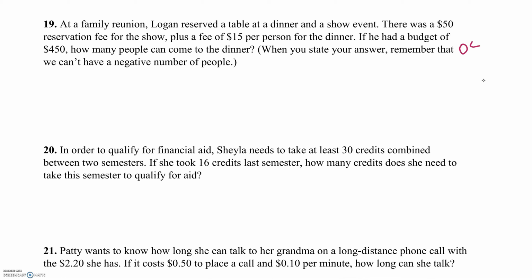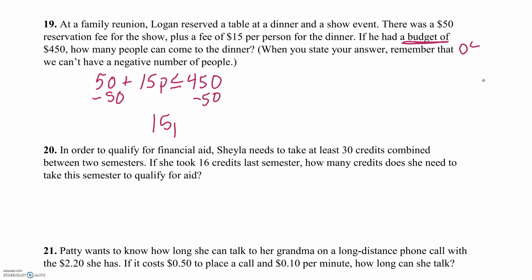So we have a $50 reservation fee that Logan has to pay, even if nobody shows up. $50 flat out, that's the fee. Plus a fee of $15 per person, so again, we'll use P per person like in the last problem, for the dinner. If he had a budget of $450, so budget means, again, we're going to have something less than or equal to that amount, just like in the last problem, $450. So can't go over that. He's going to stick to his budget. So I'm going to start now solving for P. So subtract 50.